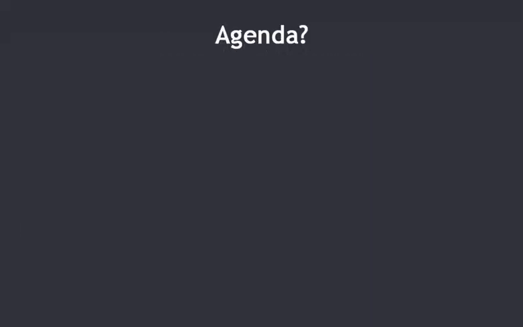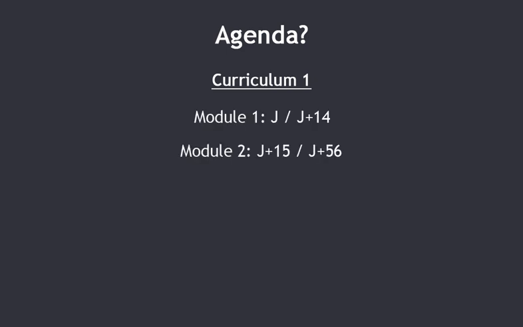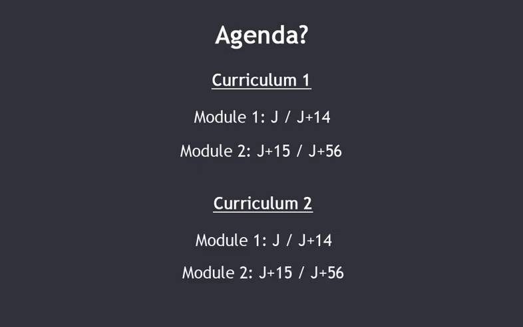And now what is the agenda? So you know that there are 2 curricula for this online course on economic modeling. The first curriculum consists in 2 modules. Module 1 lasts 2 weeks and module 2 lasts 6 weeks. And the second curriculum will be identical in terms of structure and agenda. So the first module will last 2 weeks and the second module will last 6 weeks.